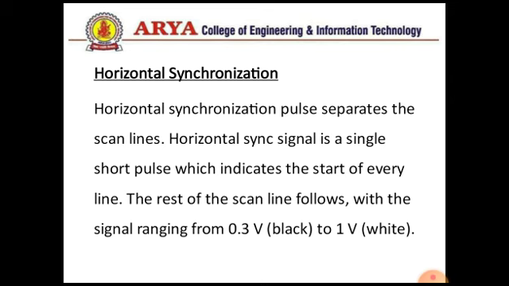So there are horizontal and vertical synchronizations. First we will discuss horizontal synchronization. The horizontal synchronization pulse separates the scan lines, which are achieved through the scanning of the picture. The horizontal sync signal is a single short pulse which indicates the start of every line. So it indicates when a line is being started.